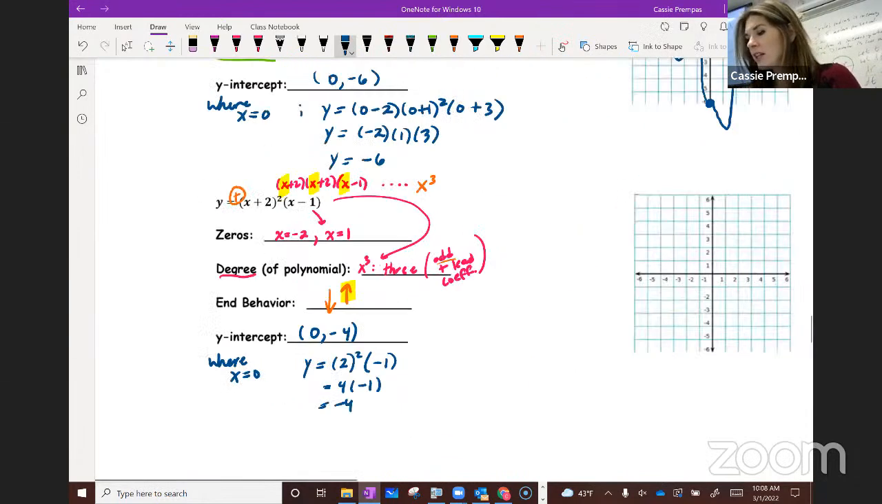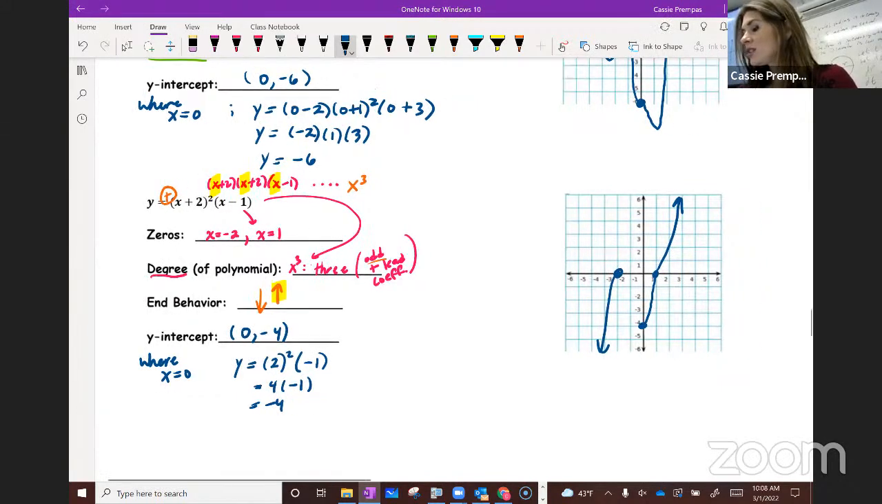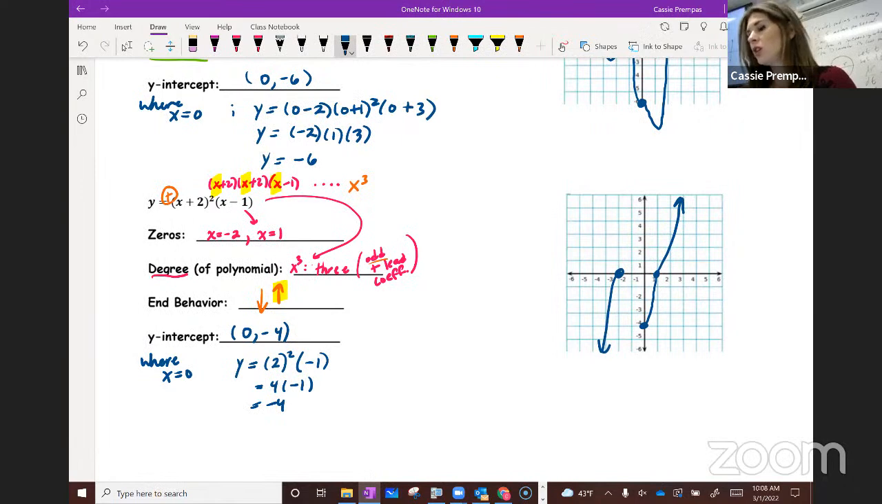Now I'm going to put all this information together. I have x at negative 2 is a 0. X at 1 is a 0. I have the ends going down and then going up. I have a y-intercept at 0, negative 4. I know this graph has to go and hit that y-intercept. Now I need to determine what it's going to do at negative 2. It's going to go back down. It's going to bounce off. What in the equation do you think would tell me that the graph's going to bounce off? The square, exactly right.